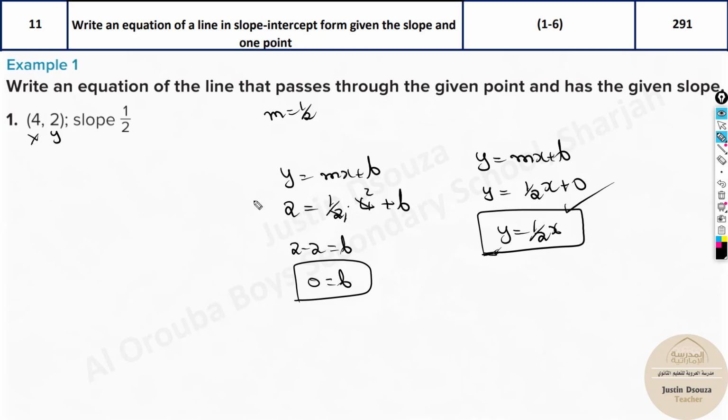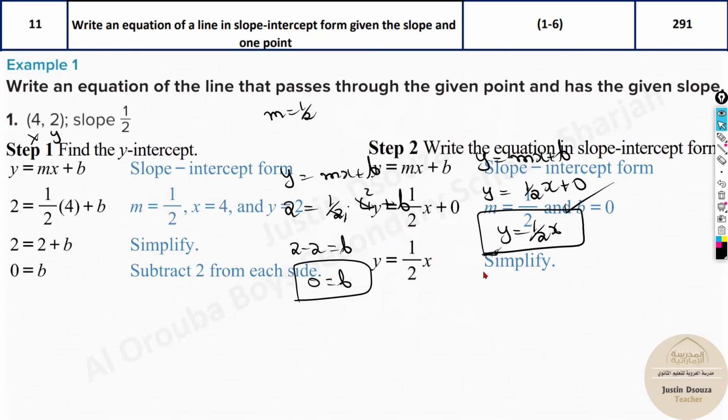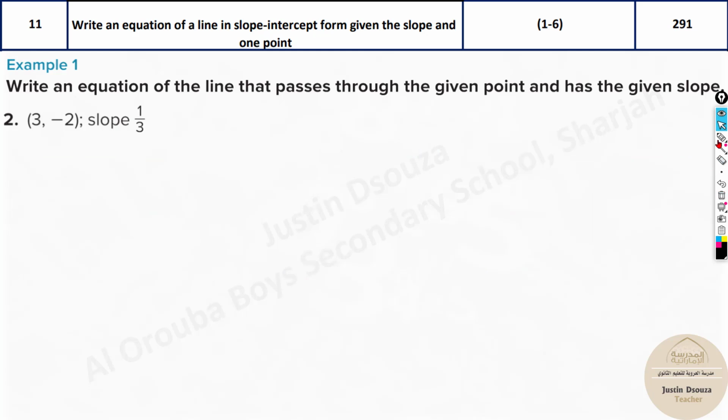You don't need to write this part out, because it's question number 11, but you need to find the equation directly. You can do it directly in the calculator and just find the equation. This would be the answer. It's half x. Let's do one more over here.